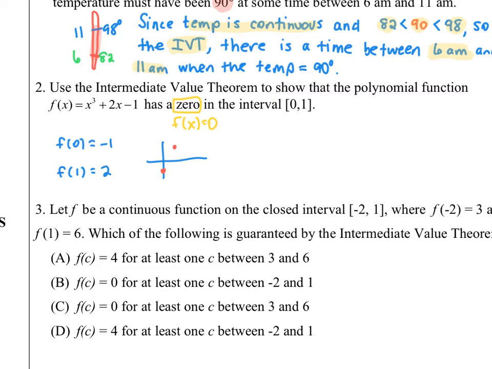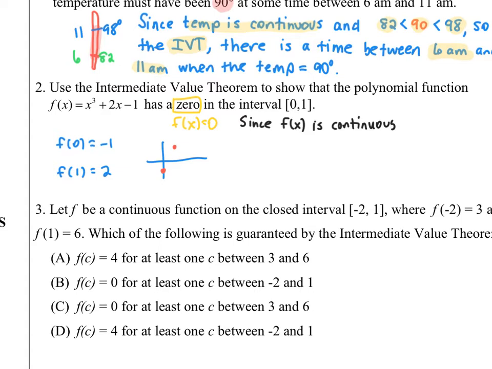Now that I have made a plan in my head, I'm going to follow the same template that I did above. The first thing I need to do is say that my function is continuous. And this is just a cubic, and all polynomials are continuous.